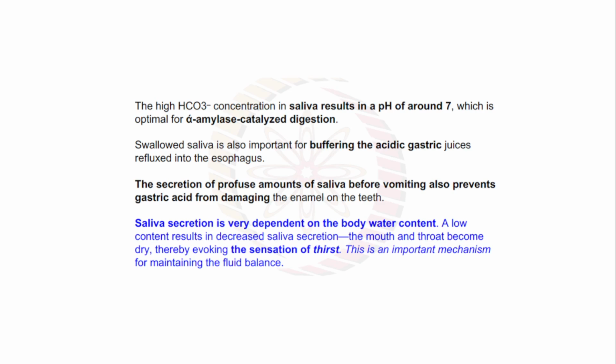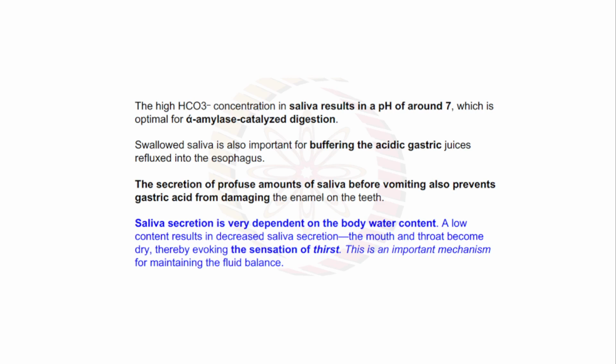So the saliva results in a pH of around 7, which is optimal for the alpha amylase catalyzed reaction. Every enzyme has a particular optimal condition at which it works properly, and in the case of pH for alpha amylase, it is around pH 7 at which it starts working, or works properly.